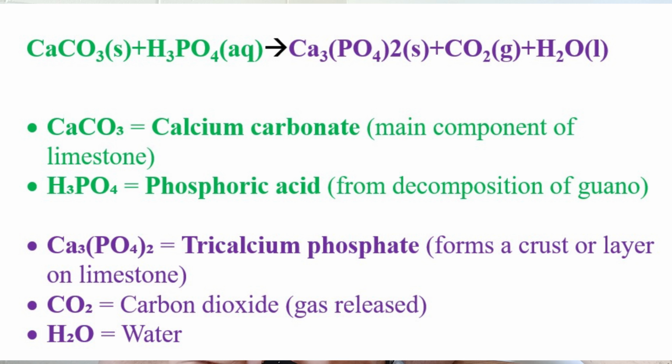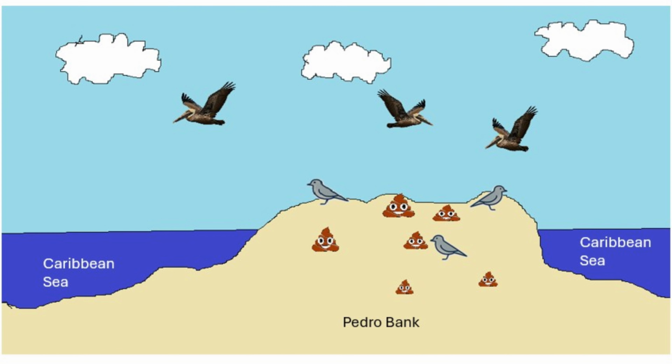And these create the products tricalcium phosphate, Ca3(PO4)2, carbon dioxide, and water. And a similar thing happens at the Pedro Banks, only this time the droppings come from birds.